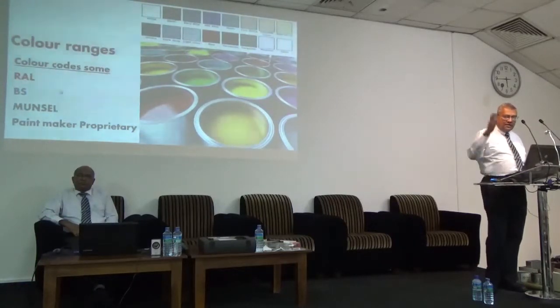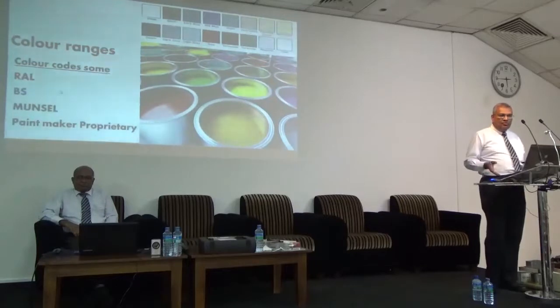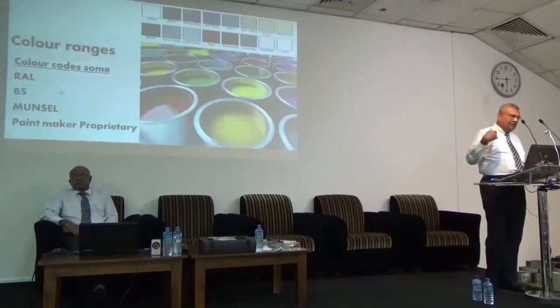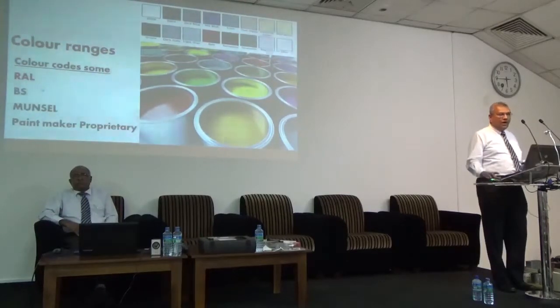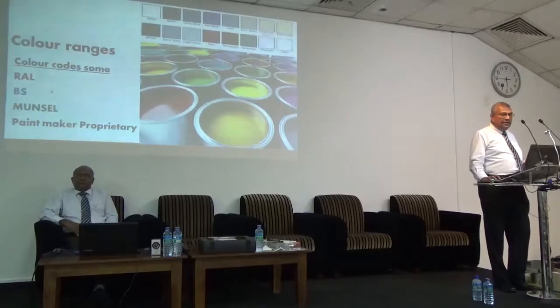So now we have Sigma colors range, AkzoNobel color range, Hempel color range, Dulux color range. So these are different colors the manufacturer is putting out for marketing purposes. But internationally, there are 3 prominent color ranges country-wise. One is RAL, the other one is BS, the third one is Munsell. There are more, but these are the most common in Sri Lanka.